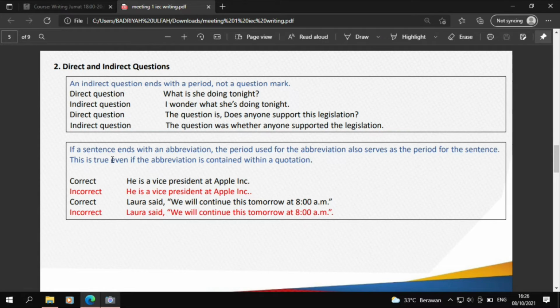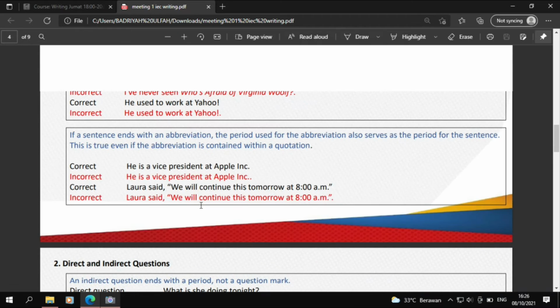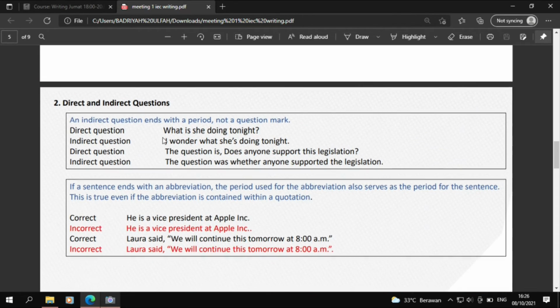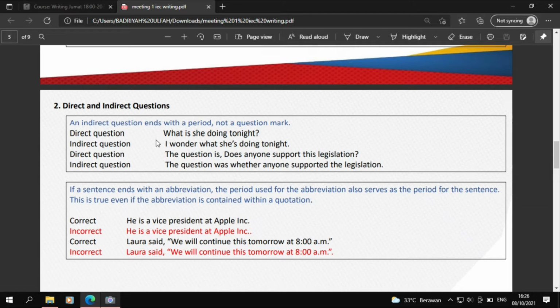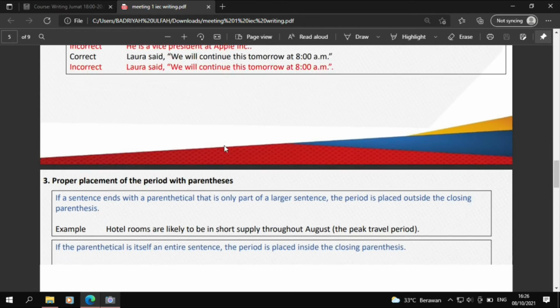Okay, and then ada lagi katanya, if a sentence ends with an abbreviation, the period used for abbreviations also serves. Oh ya, sorry. Ini kedouble ya. Jadi ini perlakuannya sama dengan direct and indirect question tadi. Kalau ini di atas ya, singkatan.